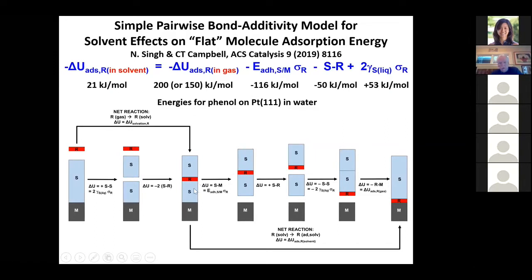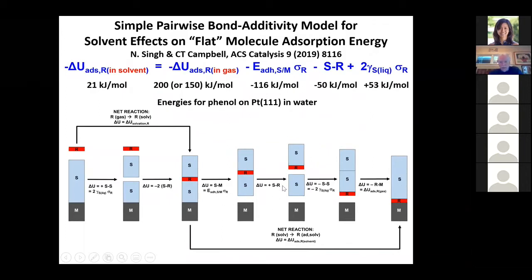So what's involved? Well, the first thing you have to do is break the binding between the water and the platinum. And so that's the delta U for the solvent metal binding in the area of one adsorbate. And that by definition is just the adhesion energy of the solvent to the metal times the area of the molecule that's going to adsorb. So you have to detach the solvent.